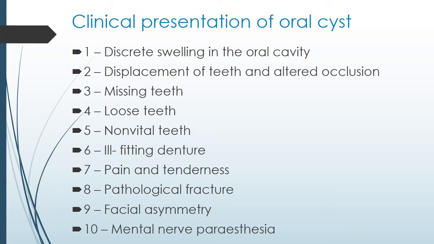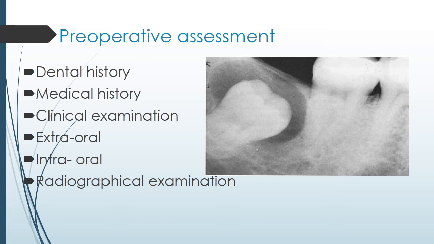loosened teeth, which are highly mobile, non-vital teeth, ill-fitting dentures for patients using dentures, pain and tenderness at the area of the swelling, pathological fracture due to the increased size of the cyst and its effect on the bone, facial asymmetry due to the swelling, and mental nerve paresthesia due to swelling and its effect on the mental nerve.